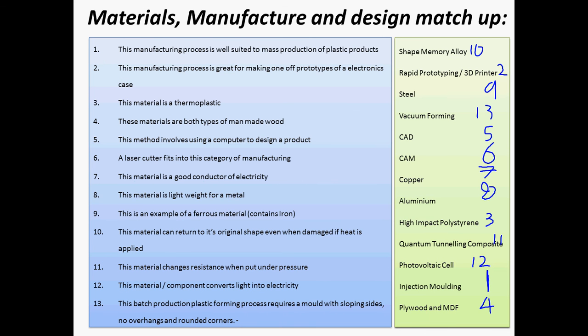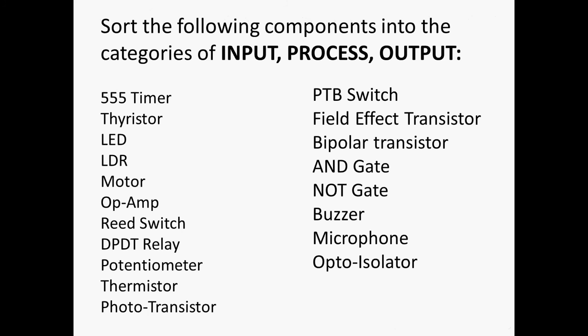There we go. Okay. Right, sort the following into categories: input, process, output. So I'll just move by them one at a time and tell you. 555 timer, process. Thyristor, process. LED, output. LDR, input. Motor, output. OpAmp, process. Reed switch, input. Relay is a process. Potentiometer, input. Thyristor, input, and that's an analog input by the way. Phototransistor, input. Push to break switch, input. Field effect transistor, process. Bipolar transistor, process. AND gate and NOT gate are both processes. Buzzer is an output. Microphone is an input, and an opto-isolator is a process.